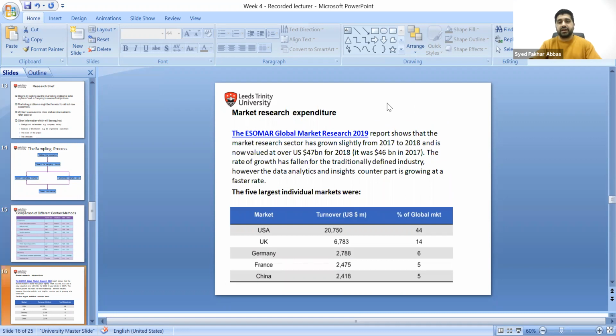We can see here different companies are spending a lot of money on market research. They want to know about the consumers' needs, what they want to look at, and what type of product or service they want to have.